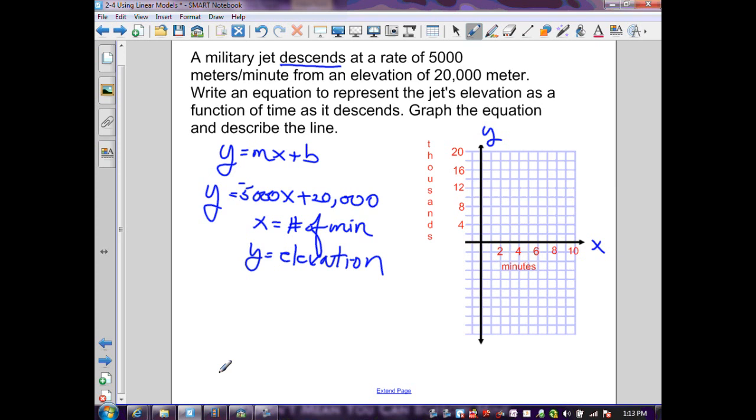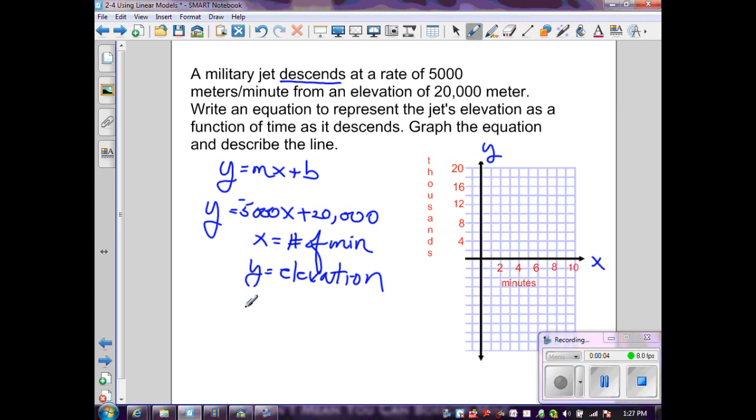I already have a graph that is set up for my y values, the elevation, in terms of thousands. Each line is going to be 2,000 feet: 2,000, 4,000, 6,000, 8,000, 10,000, 12,000, and so on. For minutes, each line is going to represent 1 minute: 1, 2, 3, 4, 5, 6, and so on. Let's graph this equation by setting up an XY table.